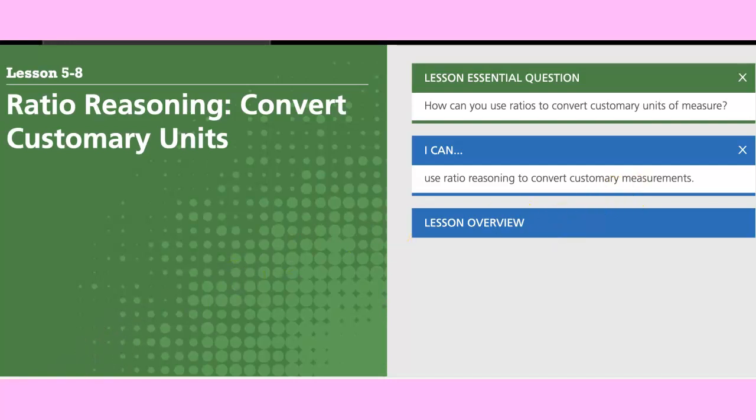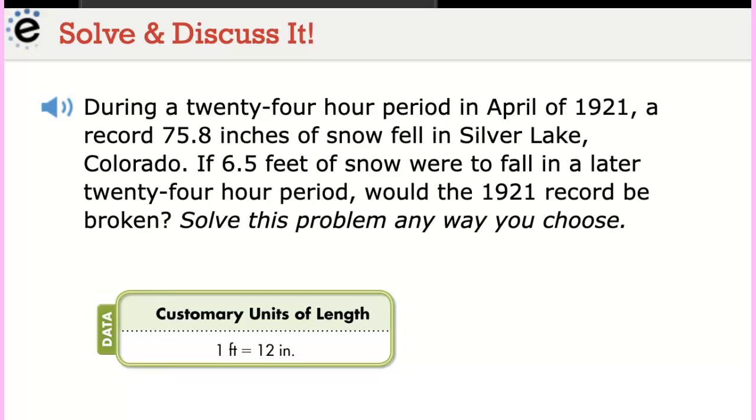Let's start with this question. Let's solve this and group together later. During a 24-hour period in April of 1921, a record 75.8 inches of snow fell in Silver Lake, Colorado. If 6.5 feet of snow were to fall in a later 24-hour period, would the 1921 record be broken? Solve this problem in any way you choose. Just take note that 1 foot is 12 inches. Go ahead, work with your partner on how you're going to solve this problem.